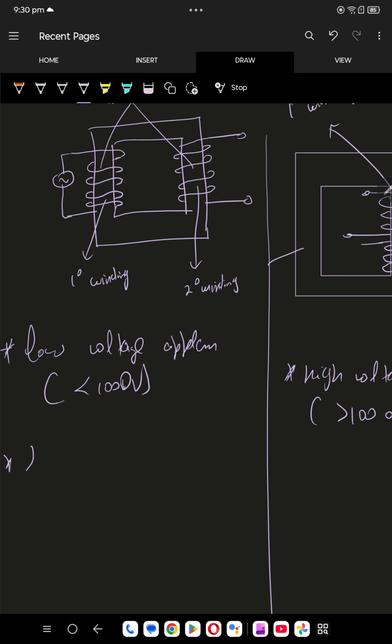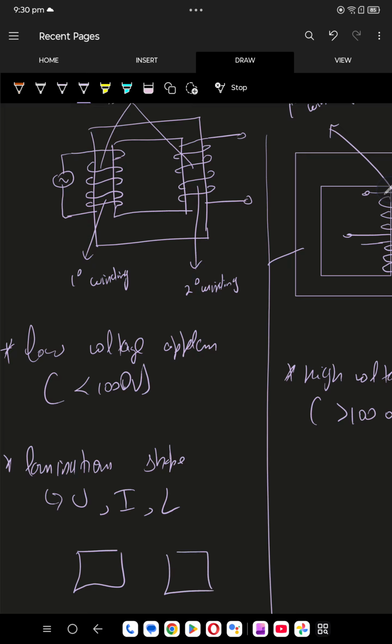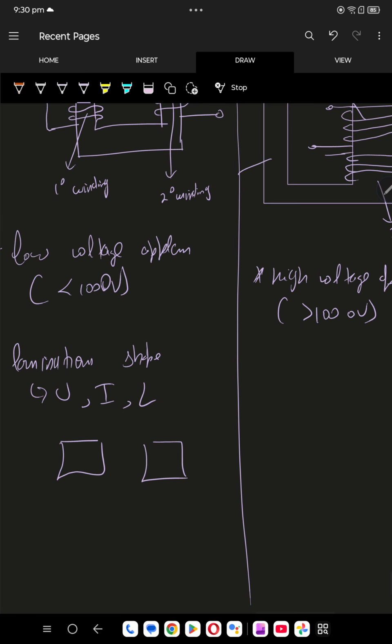And coming to the laminations, we know that the core is not just one single block, it's made of several laminations, and the lamination's shape here is U and I shape. So this is the U shape and this is the I shape, and even L shape, U, I and L shape also. This is one L, this is another L. See, you got a core, U and I shape and even L shape. So U, I, L shape. So you can make your own mnemonics to remember.